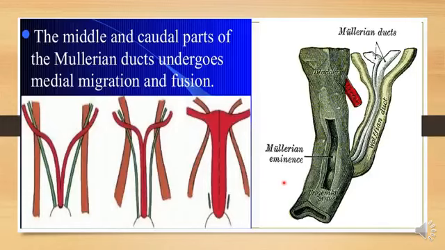Here you can see the paramesonephric duct lateral to the Wolffian duct, and in the middle, the right and left Mullerian ducts fuse, forming the uterine canal that projects caudally into the wall of the urogenital sinus and produces the Mullerian tubercle.